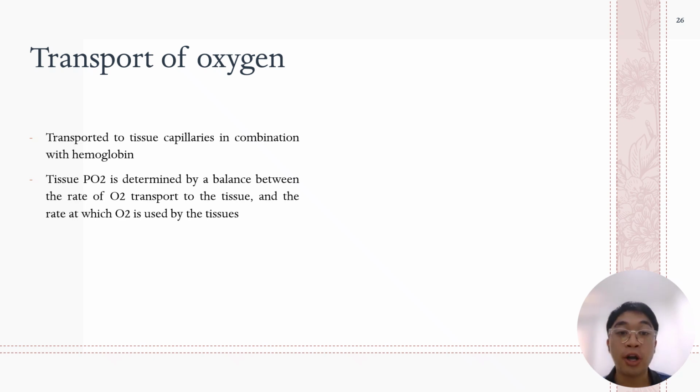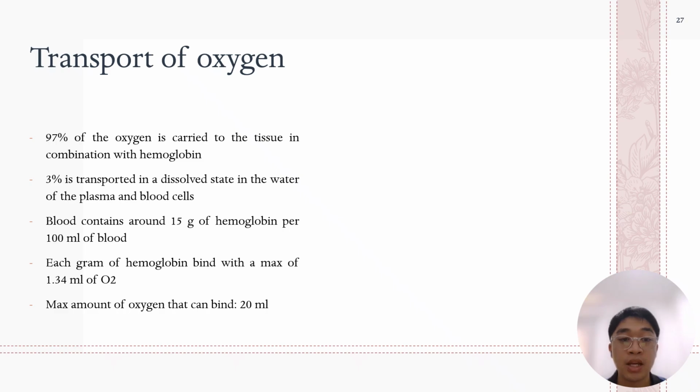So let us now go about the transport of oxygen. Oxygen is usually transported to the tissue capillaries in combination with hemoglobin. The partial pressure of oxygen is determined by the balance between the rate of oxygen transport to the tissue and the rate at which oxygen is used by the tissues. 97% of the oxygen is carried to the tissue in combination with hemoglobin, and 3% is transported in a dissolved state in the water of the plasma and the blood cells.